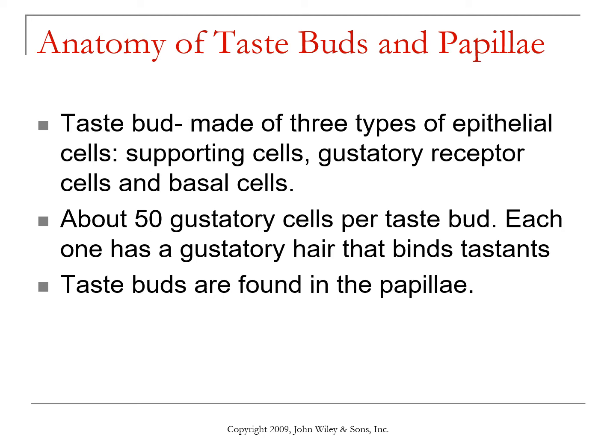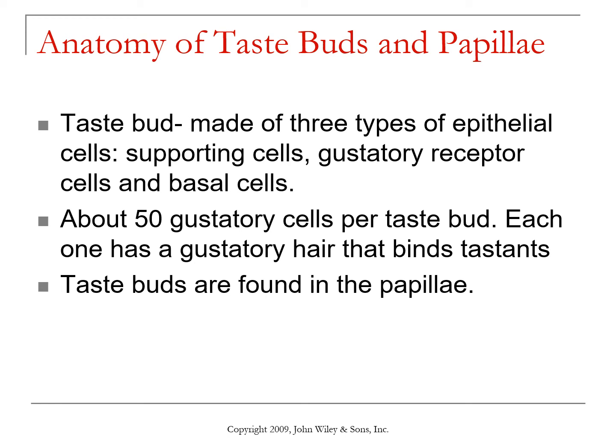Taste buds are made up of 3 types of epithelial cells. We have the less differentiated basal cells that develop into supporting cells that surround the gustatory receptor cells. Now, the supporting cells actually differentiate into gustatory receptor cells. So basal cells become supporting cells that become the specialized neural cells of the gustatory receptors. Each gustatory cell has a single hair that acts as the receptor binding site for the taste molecules, and there are about 50 of these cells per taste bud.